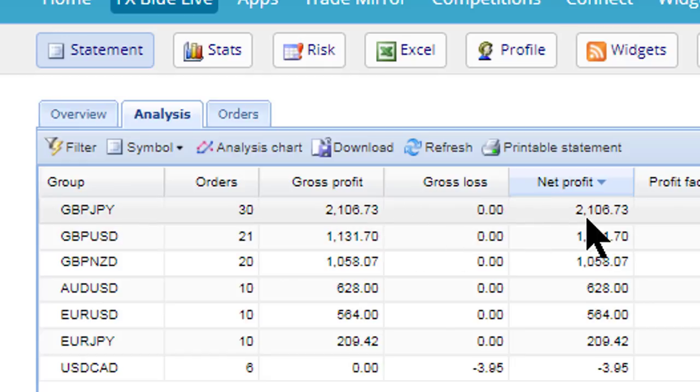All of these trades are done on a one mini lot basis, so they are all equally sized, so that allows us to compare currencies with each other and accounts with each other. Okay, so now I know that the pound yen is the most successful currency. So now I'm actually going to go to our testing accounts.